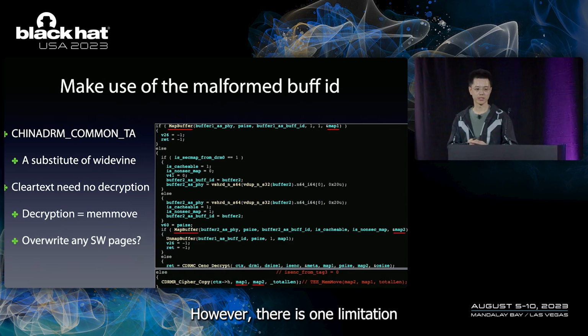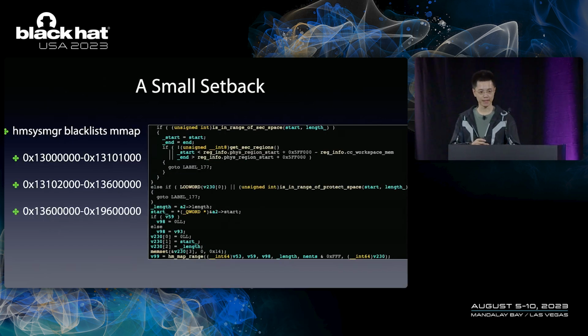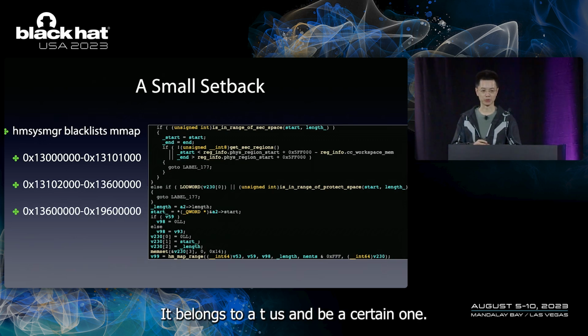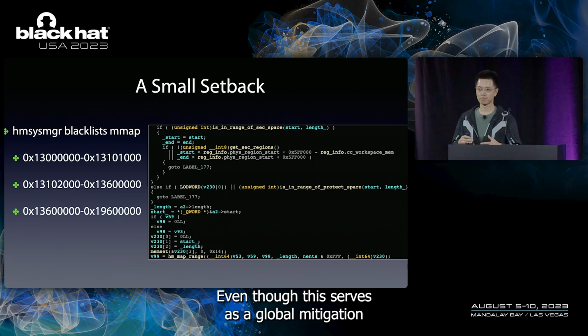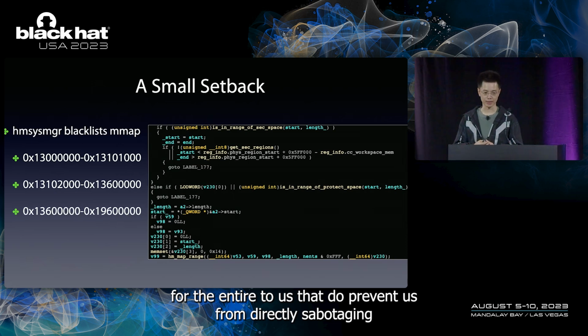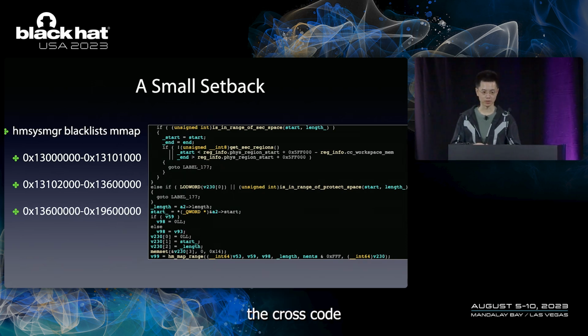However, there is one limitation. The memory map has a blacklist. The memory belonging to TEUS and BL31. Even though this serves as a global mitigation for the entire TEUS, it does prevent us from directly sabotaging the secure world's code.